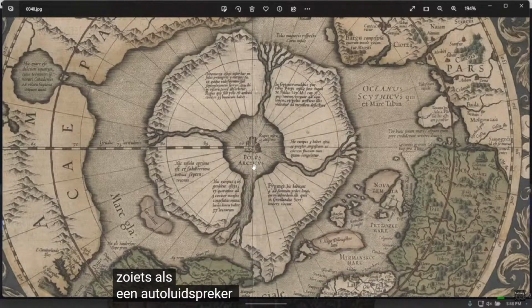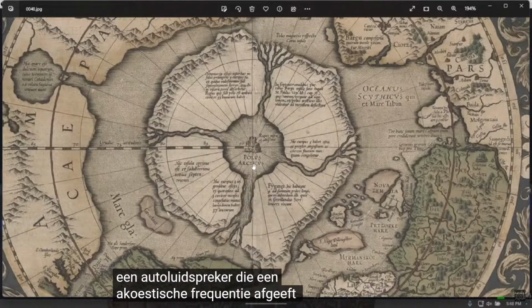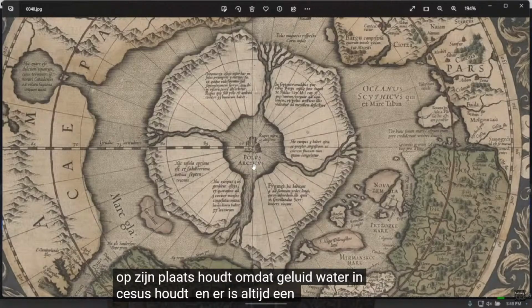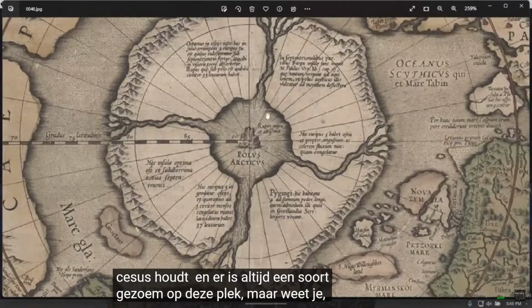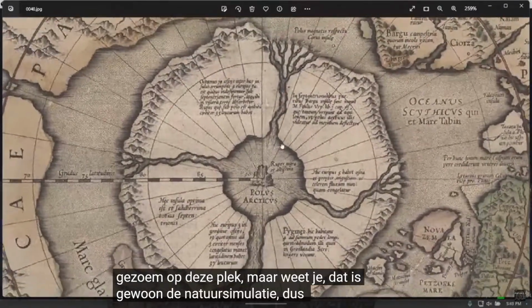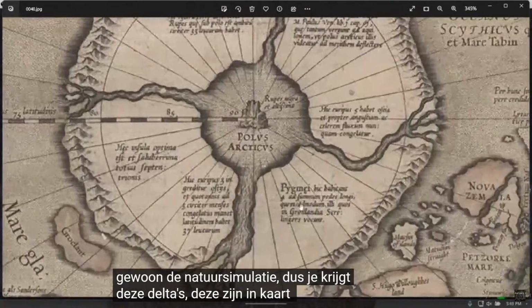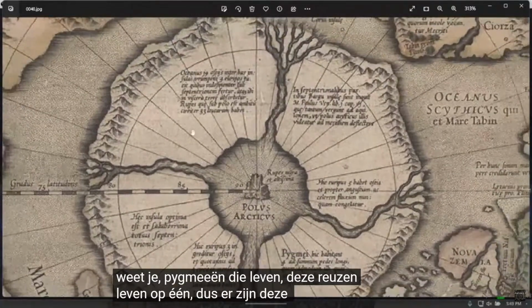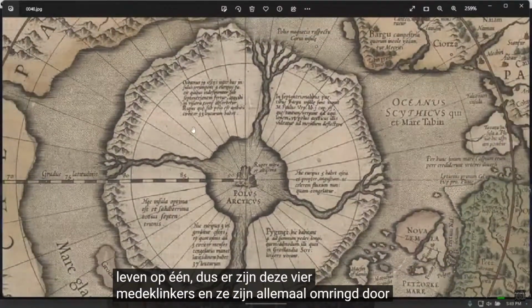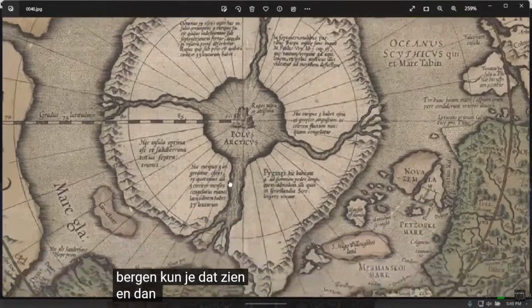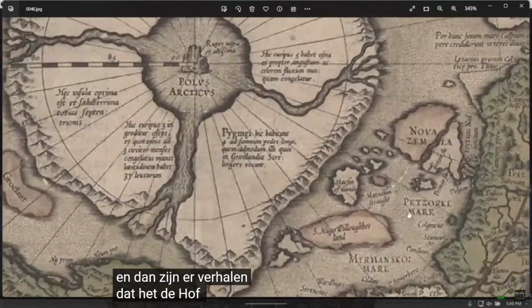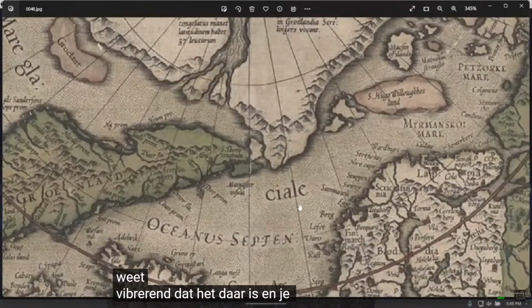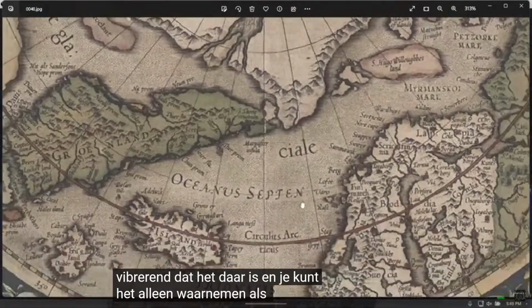That is like a car speaker which gives off an acoustic frequency which keeps the dome in place, because sound keeps water in stasis and there's always some sort of hum in this place. But that's just the nature of simulation. So you get these deltas. These are mapped by, you know, pygmies live in these ones, giants live on one. So there's these four continents and they're all surrounded by mountains. Can you see that? And then there are narratives out there that it's the Garden of Eden, and vibrationally it is there and you can only perceive it if you're pure of heart.